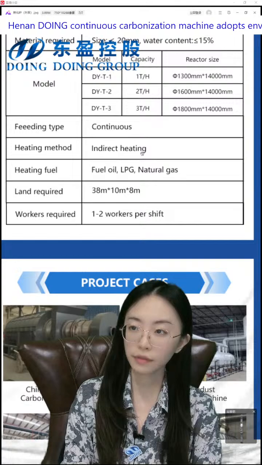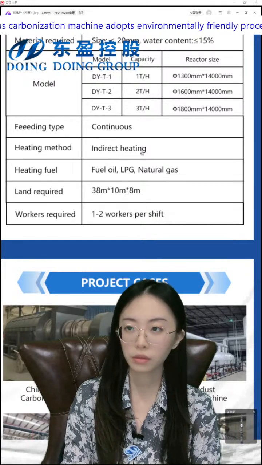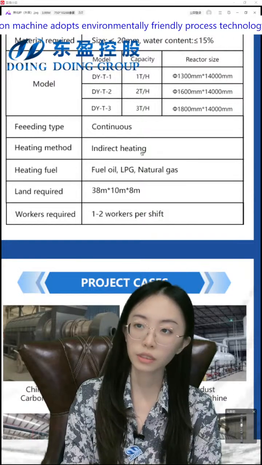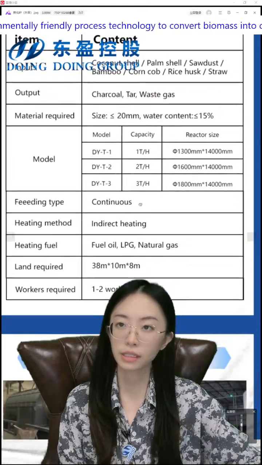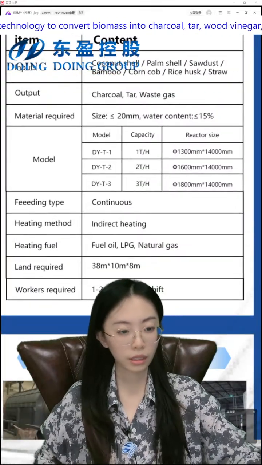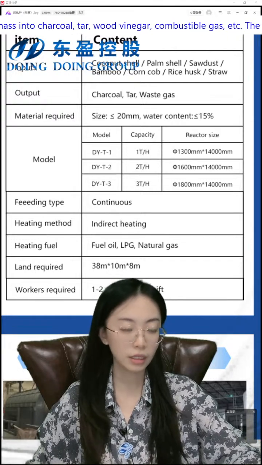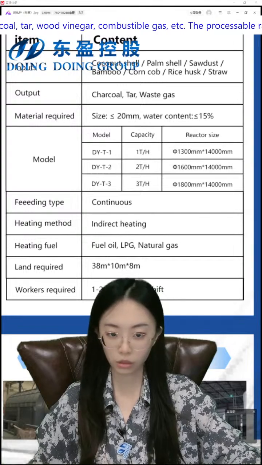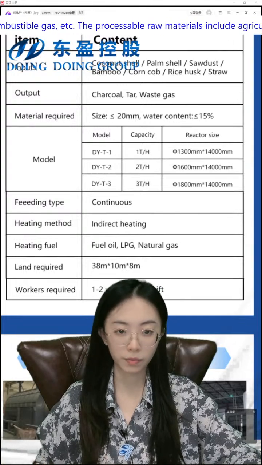And for the heating fuel, we can use fuel oil or natural gas or the tail gas, because this gas is one of the products. You can see here, this is one of the products. And the gas can return through a purification system and go back to the dryer or the carbonization furnace to be used as heating energy.